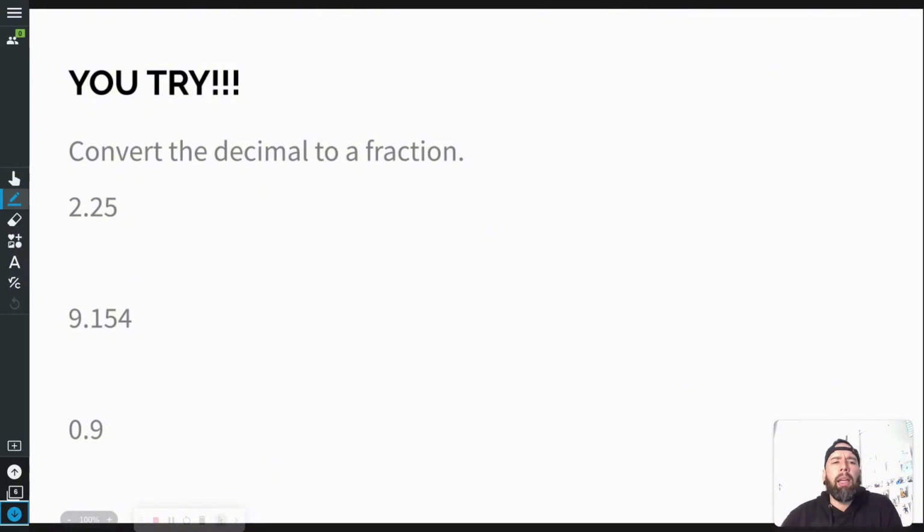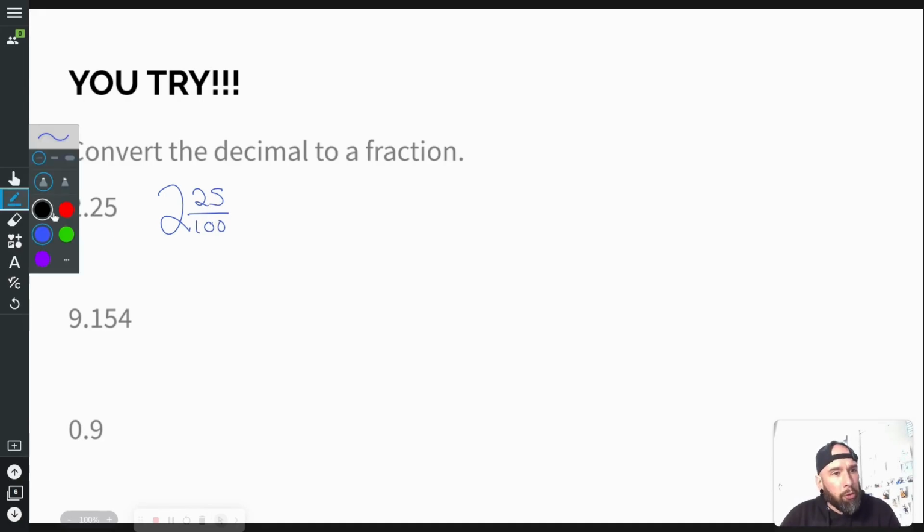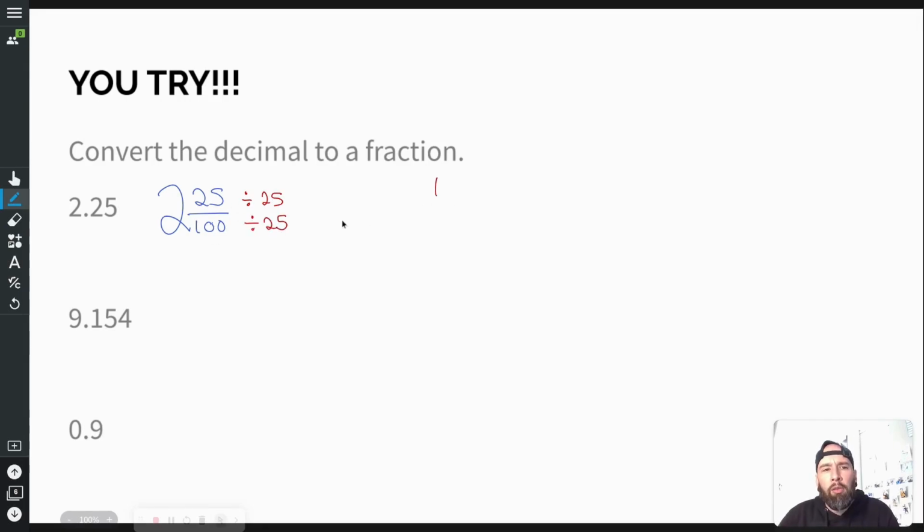Welcome back. All right, convert the decimal into a fraction. So I read this as 2 and 25 hundredths. And then you'll realize 25 hundredths, just like a previous problem, I can divide those both by 25. You can. And so when you divide them both by 25, 25 divided by 25 is 1, 100 divided by 25 is 4, and that 2 goes in front of it because that 2 was there. Done, done, and done.